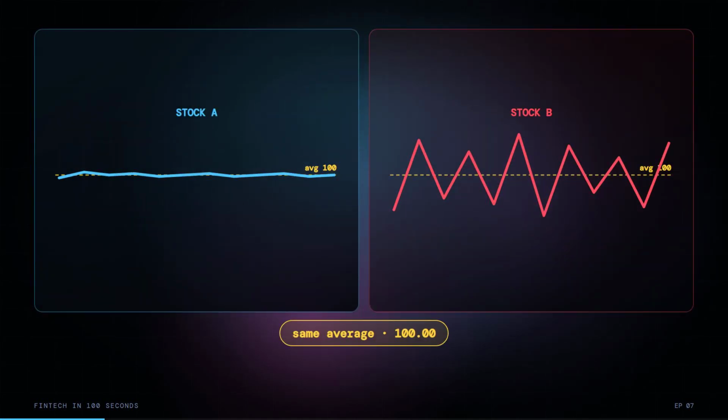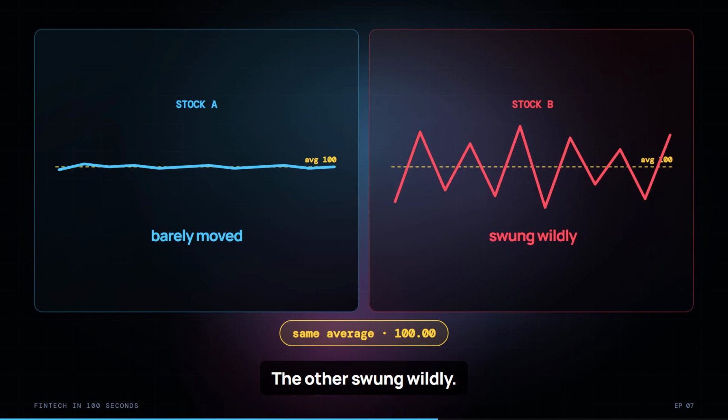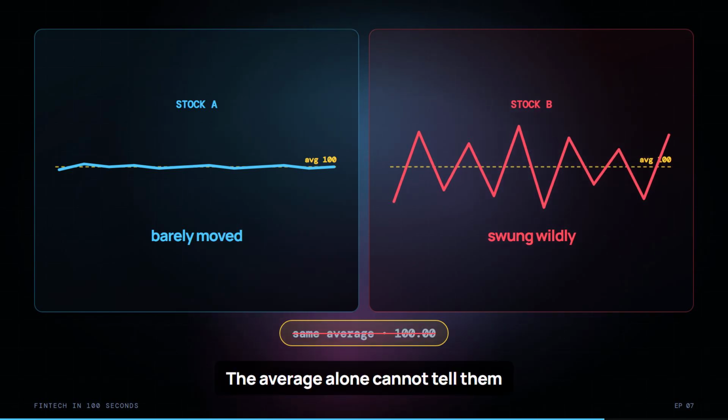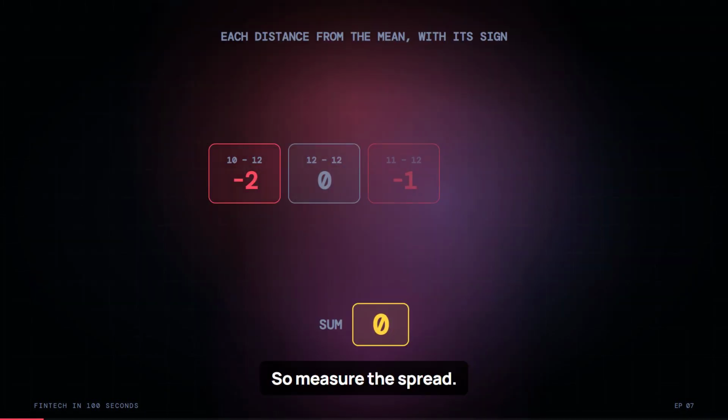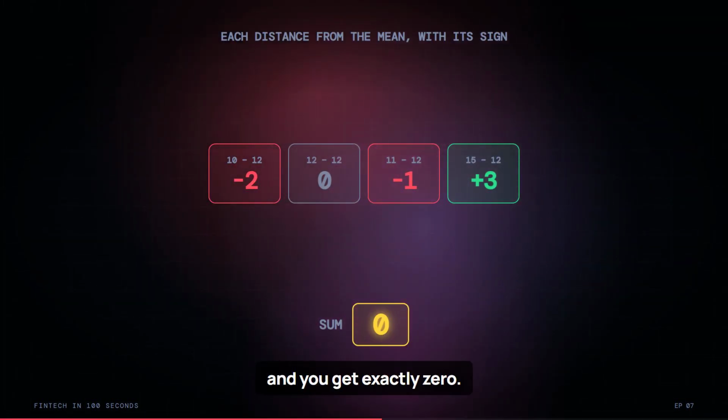Two stocks, same average price all month. One barely moved. The other swung wildly. The average alone cannot tell them apart. So measure the spread. Average each distance from the mean, and you get exactly 0.